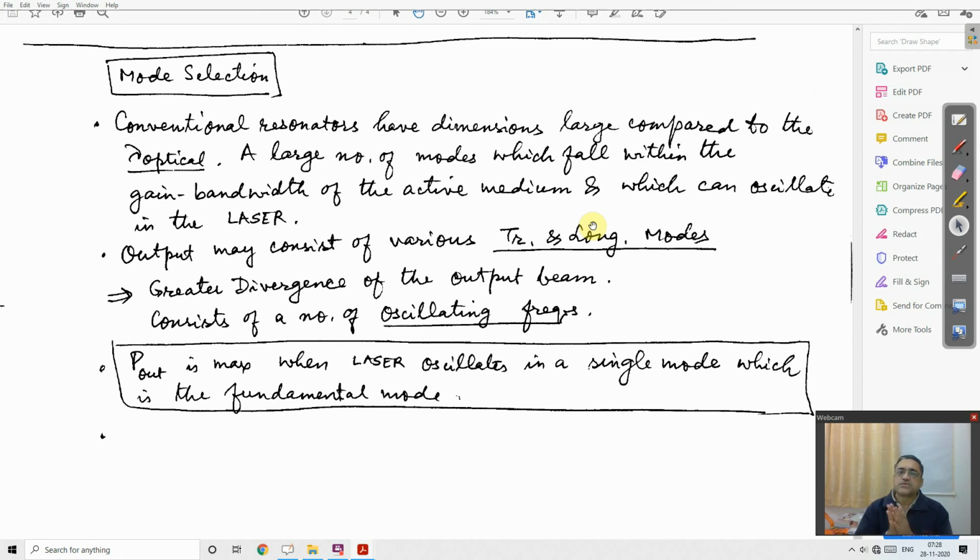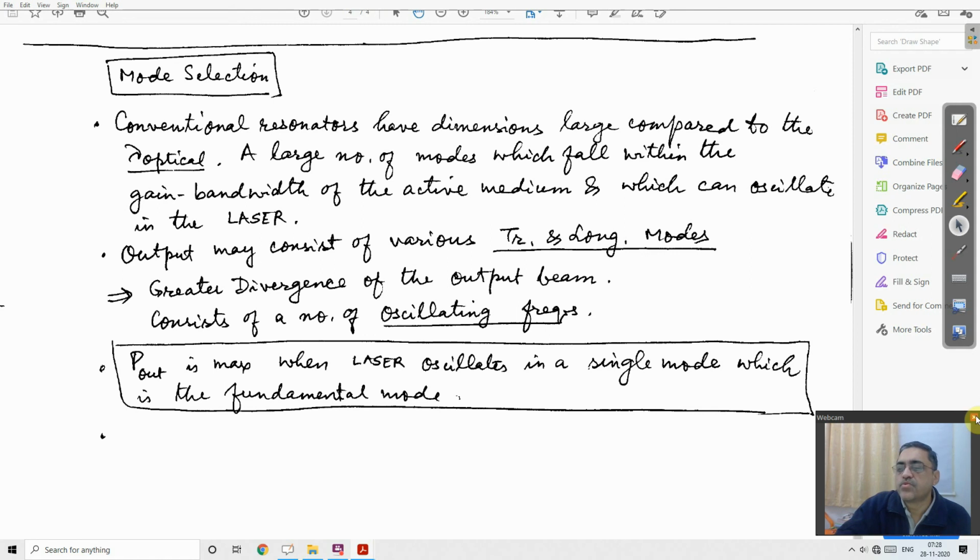The output may consist of various transverse and longitudinal modes, longitudinal in this direction and transverse in this direction. Greater divergence of the output beam takes place, and it consists of a number of oscillating frequencies. The output power is maximum when the laser oscillates in a single mode, which is the fundamental, and that is usually Gaussian.